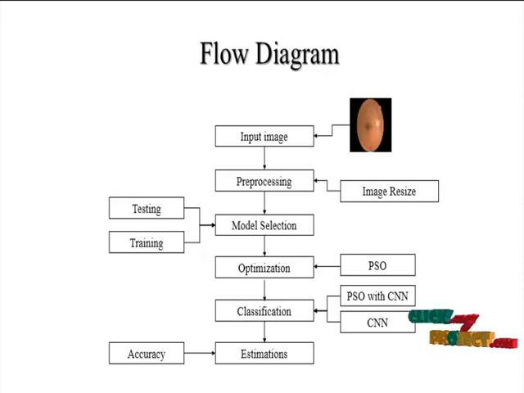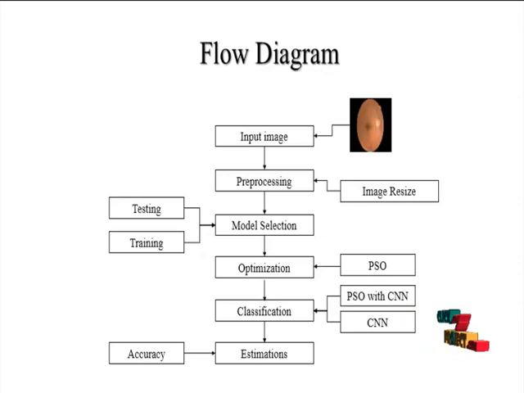In model selection, we choose the independent variable and dependent variable. After selecting them, we split the independent and dependent variables into a training data set and a testing data set. Then it is processed into optimization. In optimization, we are using normal CNN and also PSO with CNN. PSO is particle swarm optimization, which is used as an ensemble with the convolutional neural network algorithm.